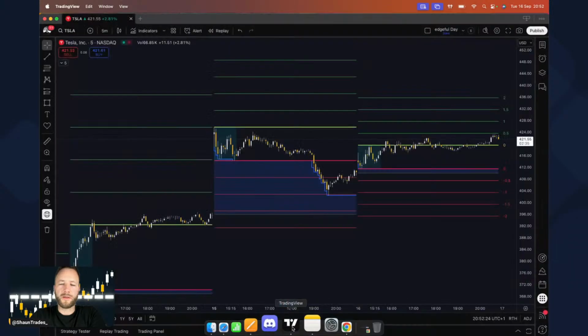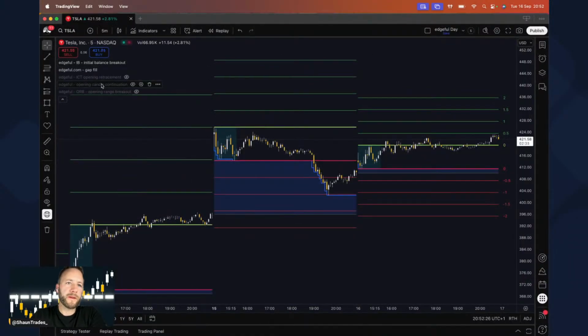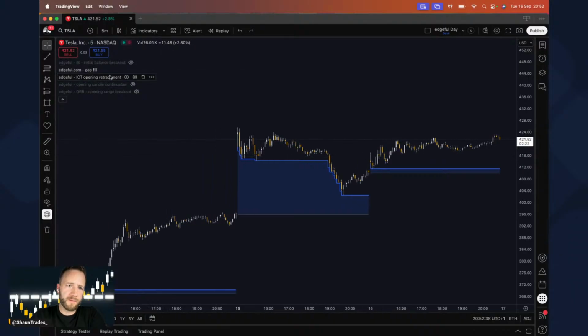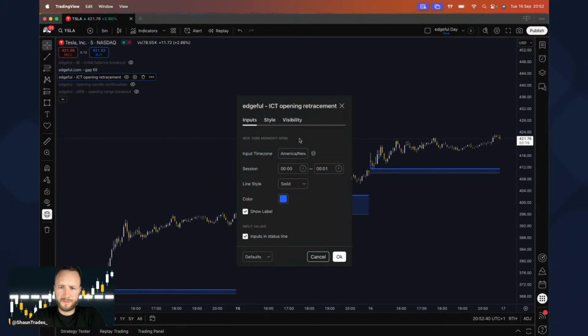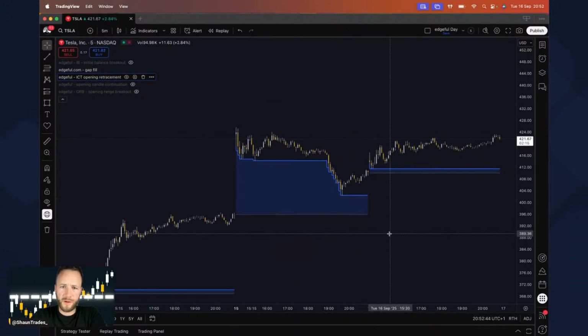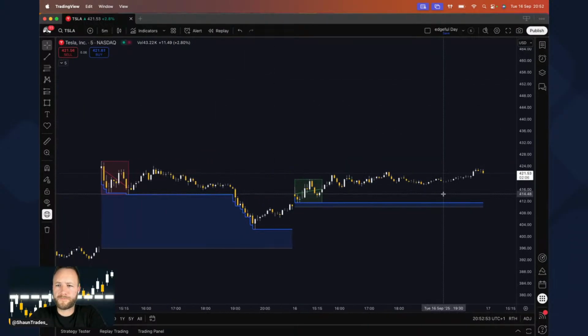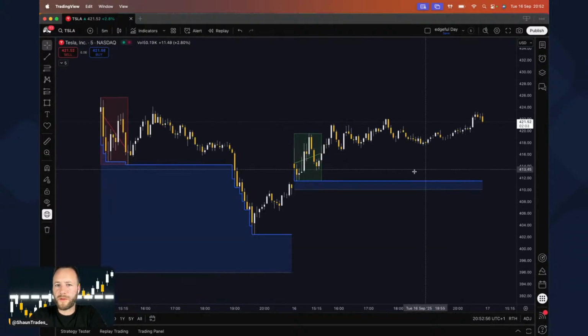Yeah, so I was looking at different indicators. Let's go up to the top left again. We're going to take that one away. And we're going to go to ICT opening retracement, which has not appeared. Okay, right. That's where the opening market. Okay. Get rid of that. Opening candle continuation. This one's very simple.